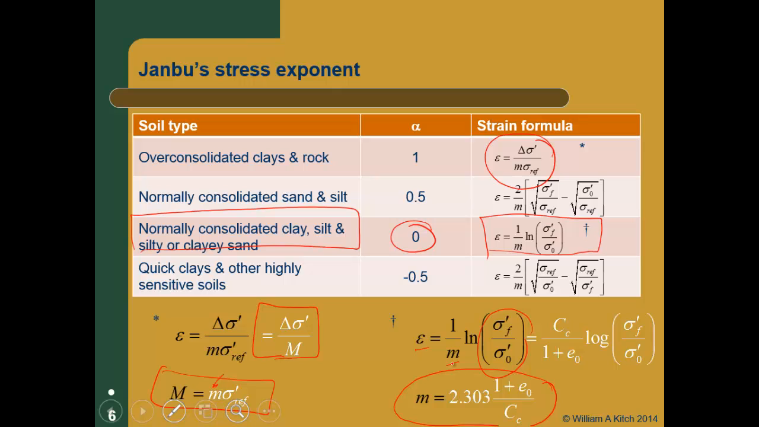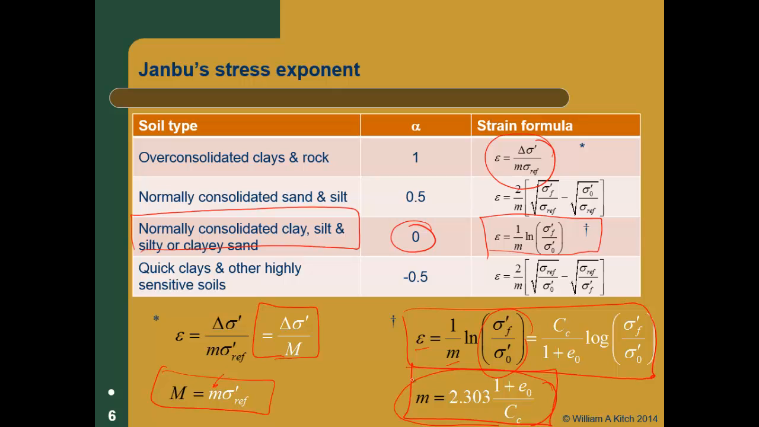In the case where we've got a normally consolidated soil where we know it's linear in semi-log space, we get the same form of the equation here, and that simplifies down to where the relationship of C sub C to the modulus number is right there.